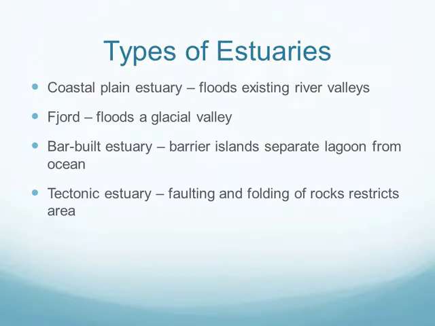All right, so there are 4 main types of estuaries that you can find around the world. The 4 main types are coastal plain estuaries, fjord, bar-built estuaries, and tectonic estuaries. I have a photo of each of these on the next slide.